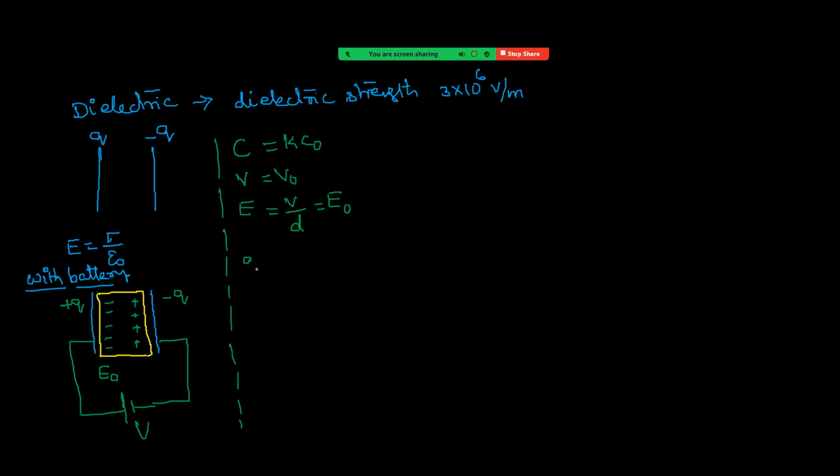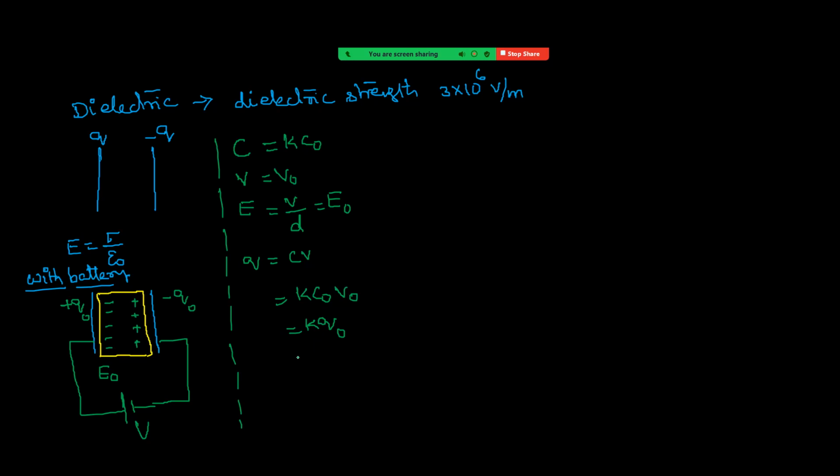Next, you can see charge equals C into V, right? Now C becomes K times C naught, and V remains the same. That means charge has become K times. Let us take the initial value Q naught. So the battery is still across the capacitor, and now we insert a dielectric. Then capacitance becomes K times, and charge also becomes K times.